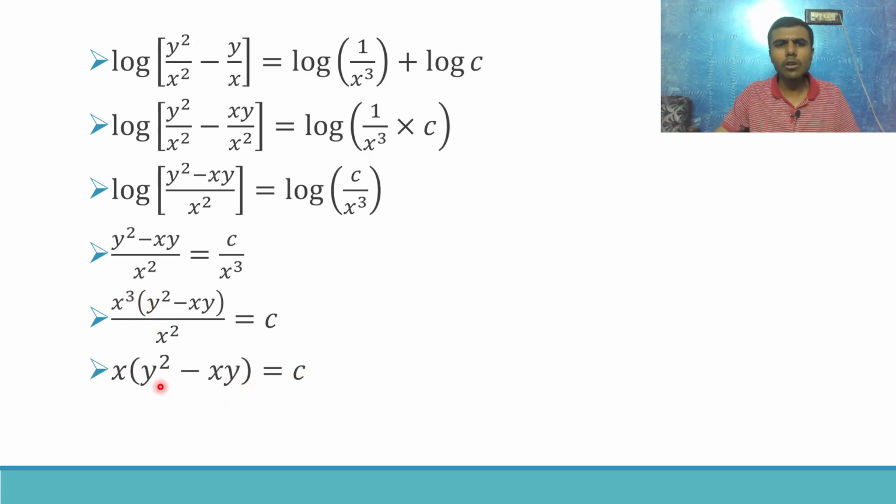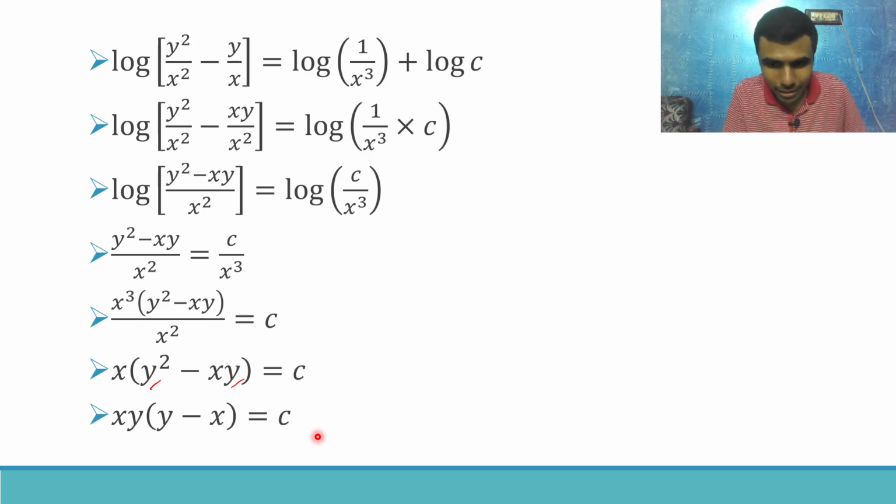Can I take something common from this? Y square minus xy, can I take something common? Yes, there is a y and there is y square, so I can take a y common. If I take y common, what I'm going to end up with is xy into y minus x is c. This is the answer that is given at the back of the textbook, and we arrived at it.